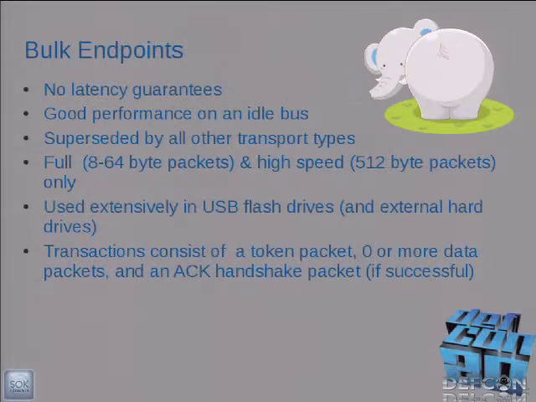If you're doing full speed communications, that whopping 12 megabits per second, you're allowed 8 to 64 byte packets, and keep that number in mind for later. It'll be relevant. If you're doing high speed transfers, you can use 512 byte packets. And this is used pretty extensively in flash drives, also external hard drives. So the transactions consist of a token packet and then some data, possibly, and then you send an ACK at the end.